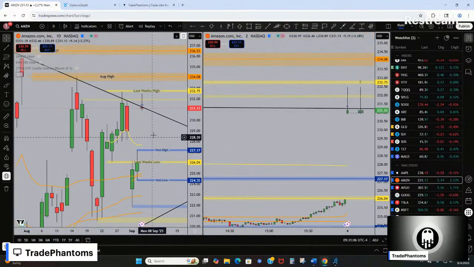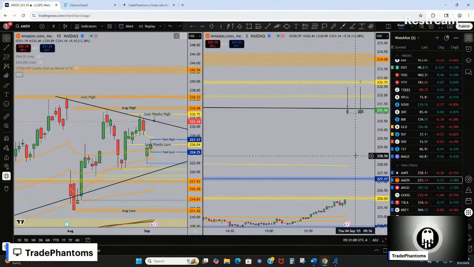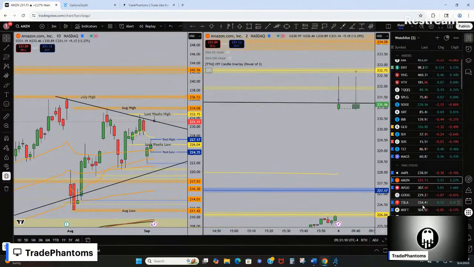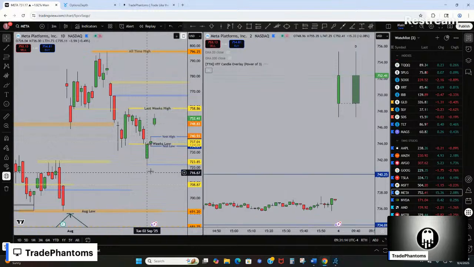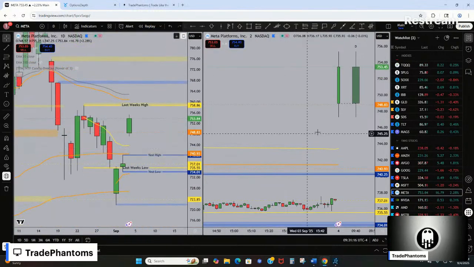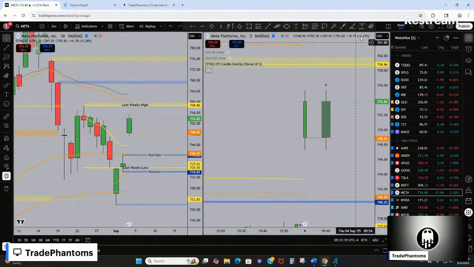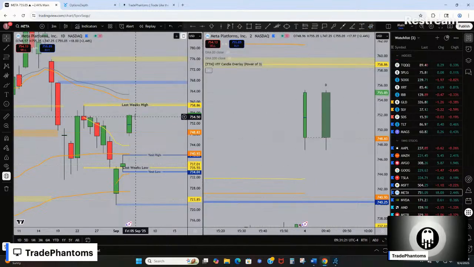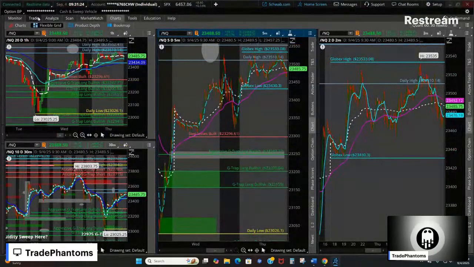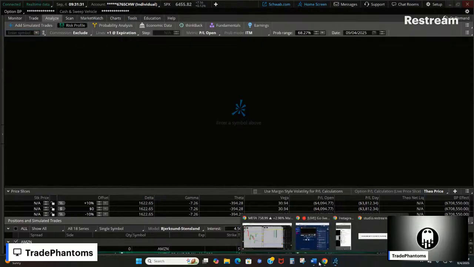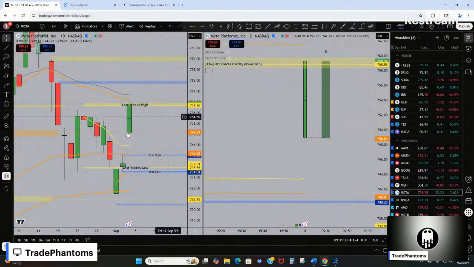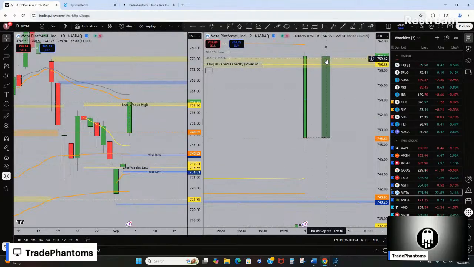Massive gap up, but it's coming into some daily weeklies on Amazon. Meta as well. Meta might have some room here a bit. If you want to take a quick scalp on Meta, and it already hit. Damn, Meta was a clip.